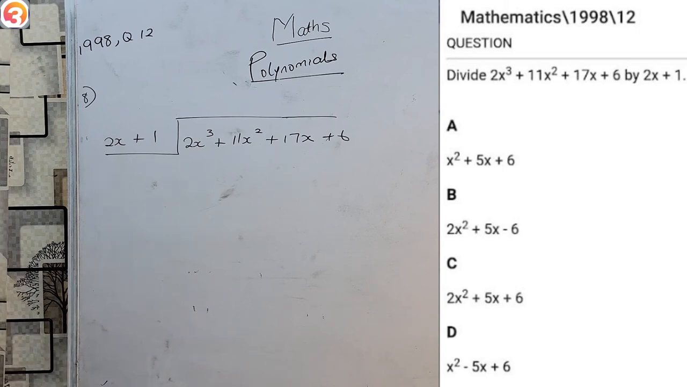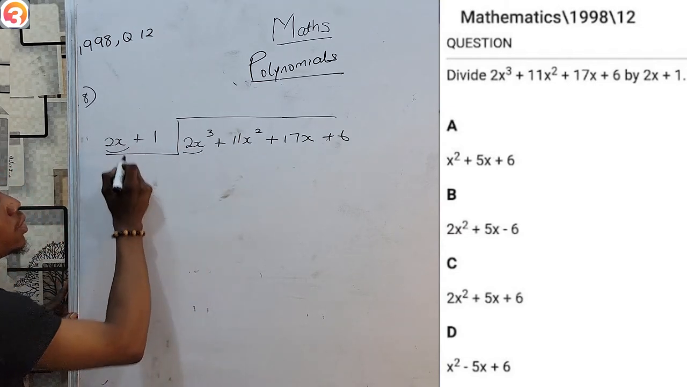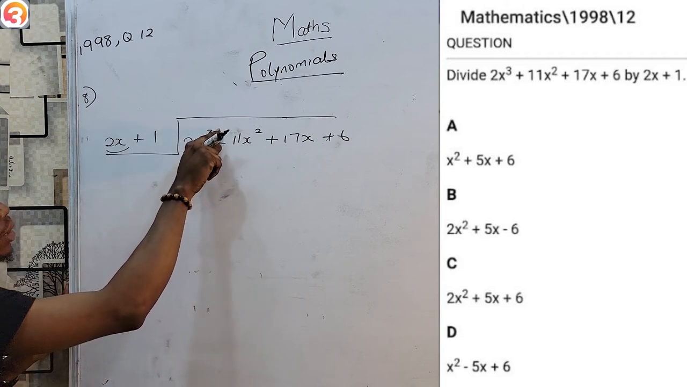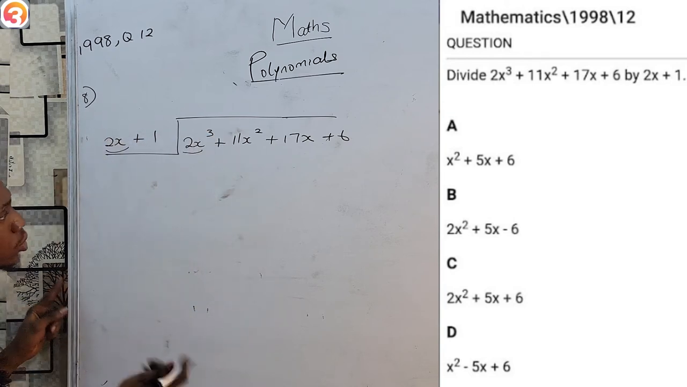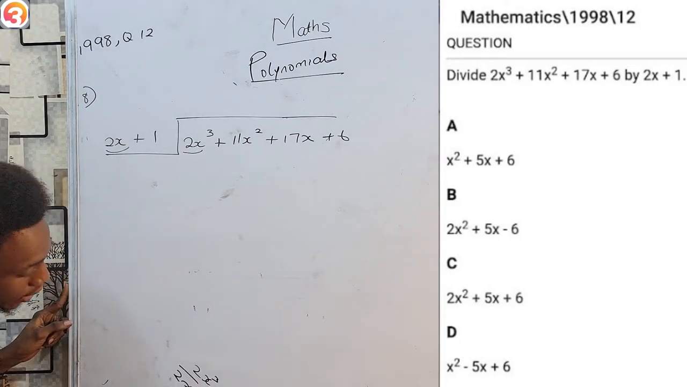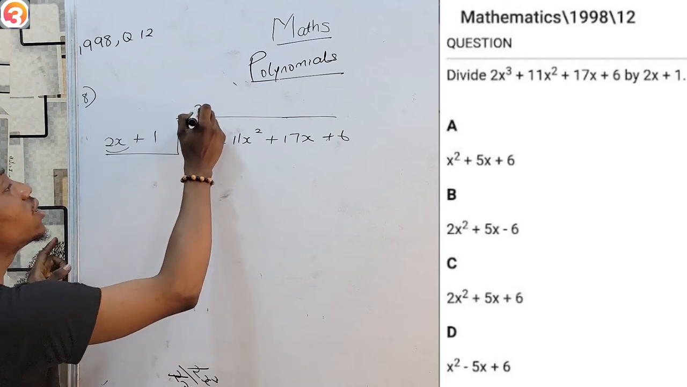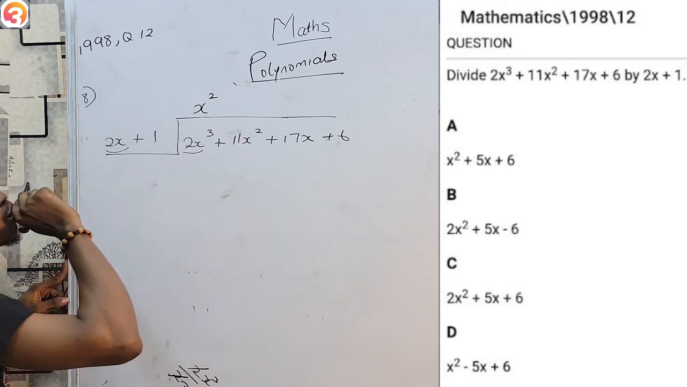Now, there's no need to panic. Division is still quite simple. I will divide first element here by first element here. I know this power 3 is greater than the power here, which is 1. So let's start division. 2x cubed over 2x. 2 cancels 2. X cubed over x is x squared.